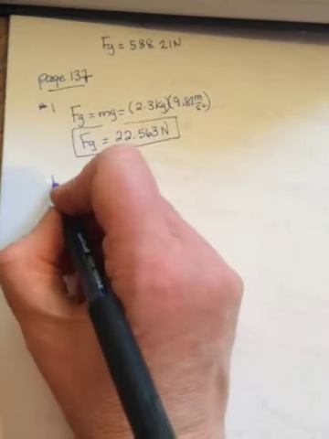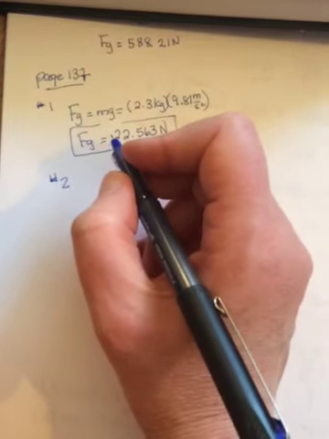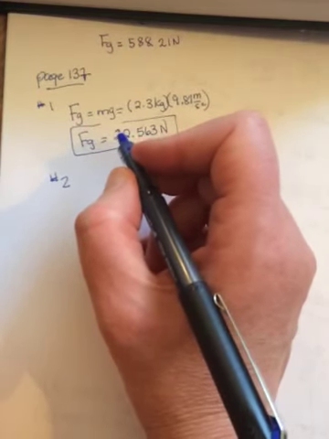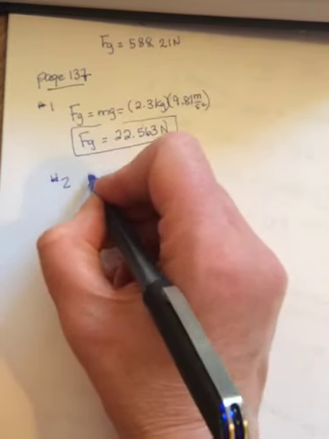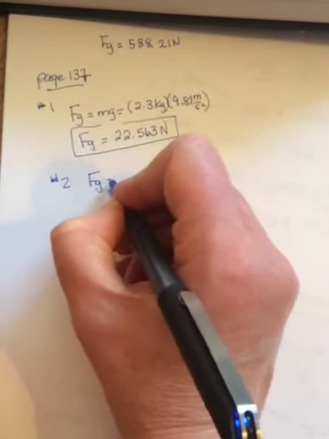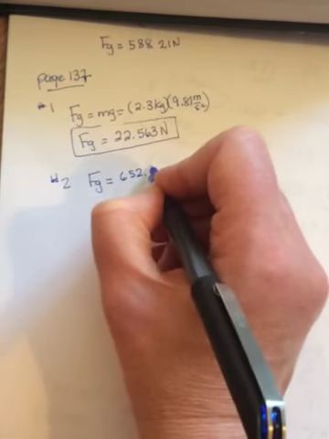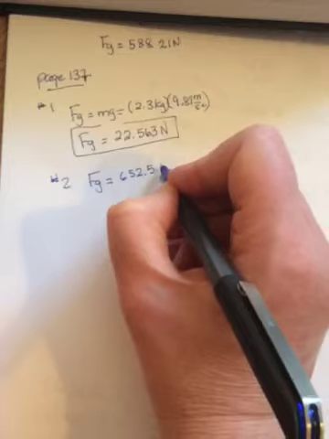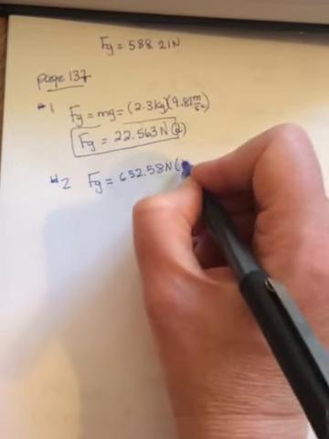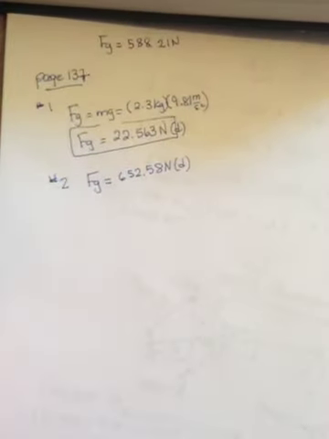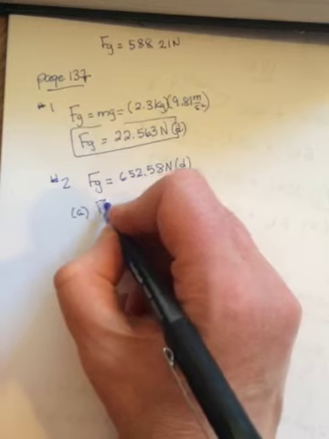Number 2 says you have a weight of 652.58 newtons down while standing on a spring scale on Earth. So they're telling you this time the Fg. It's 652.58 newtons, and this one's down as well. Gravity always pulls us down. Okay? And so the first part of number 2 wants your mass.